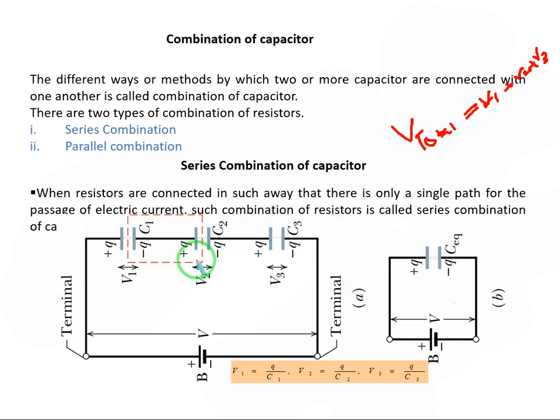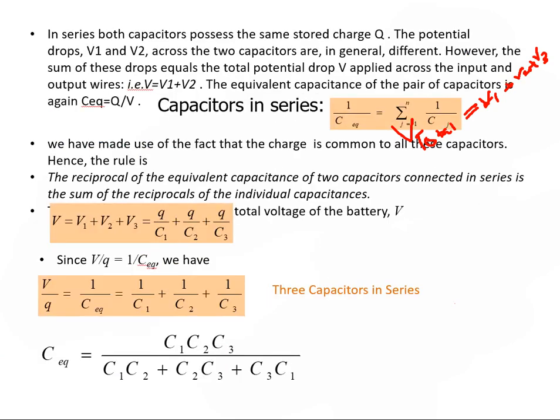So just stay here. I will tell you how we can add the value of a capacitor in a series combination. This is basically C equivalent. But just keep in mind that in a series combination, voltage is going to be changed and the charge, or the current, is going to be constant. So let's come to the formula for the series combination.